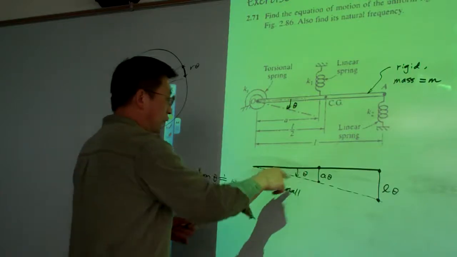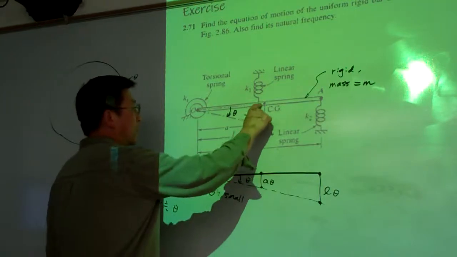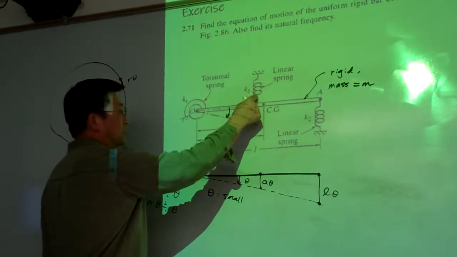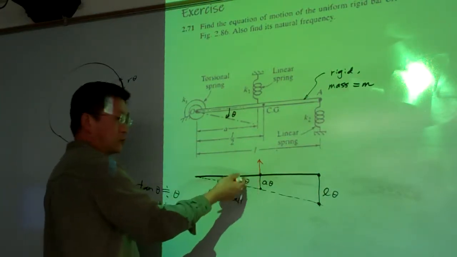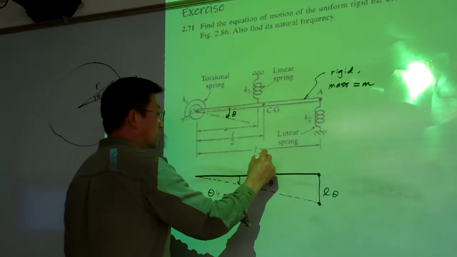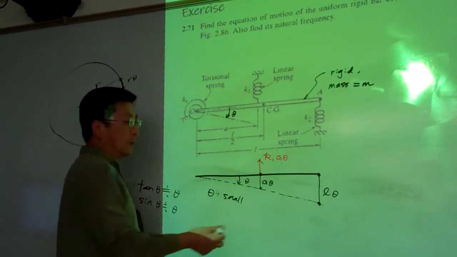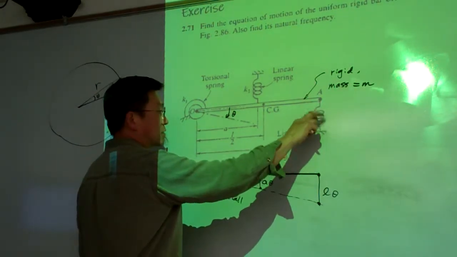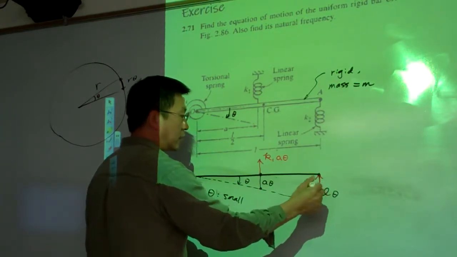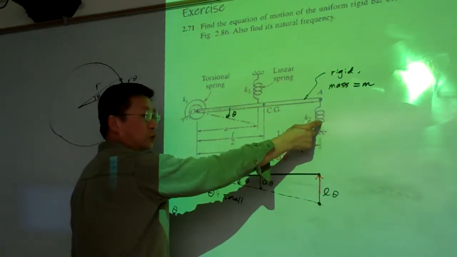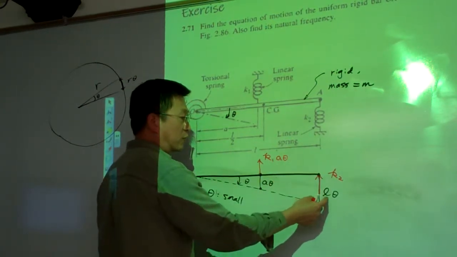Under this, we figure out the displacement, so then we impose the force. This end goes down, so the spring stretches, and at that point the spring will provide the force up. That is K1 times A theta. And this spring here has been compressed, so it applies upward loading, equal to K2 times its deformation. The deformation is L theta.